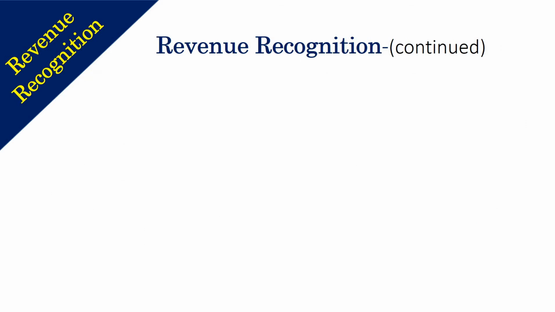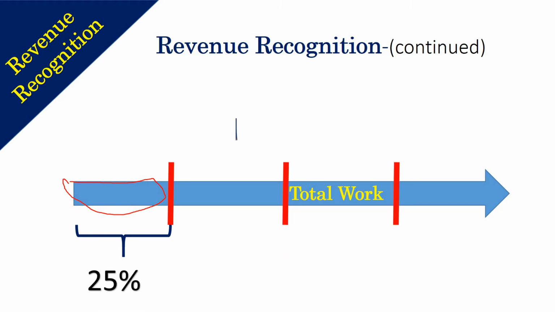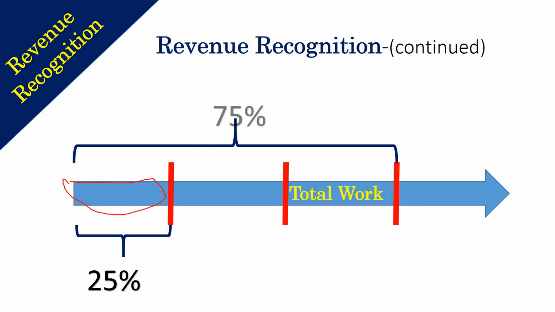Okay, and now let's see one example of this. Think that this line is the total work, and let's divide this work into different pieces. So this is 25% of the work. Suppose we have done these 25% of the work, so we will be receiving 25% of the total revenue. And say we have performed these 75% of the work, so we will be receiving 75% of the total revenue. Okay, so this is how the new revenue recognition principle works.